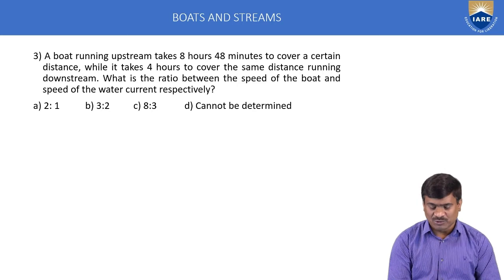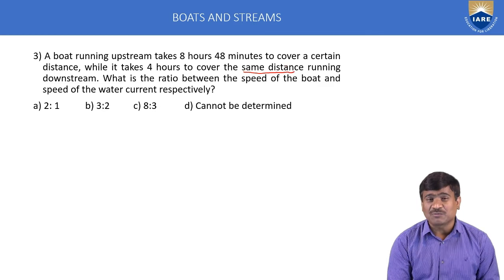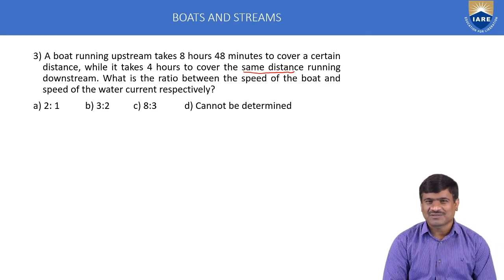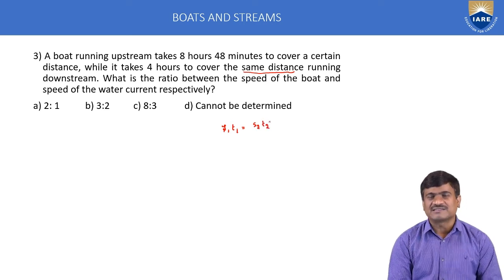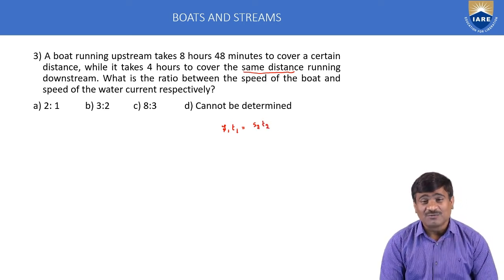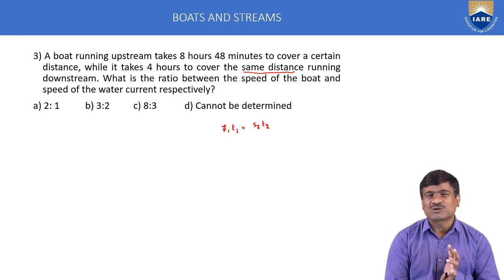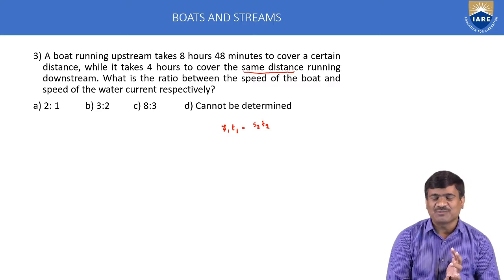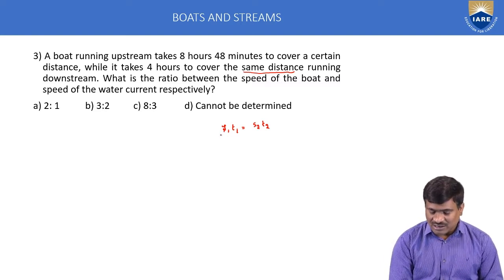Here is the clue of this problem: same distance. Underline same distance. Same distance is nothing but distance is a constant. When distance is a constant, the relation between speed and time is S1 T1 is equal to S2 T2. S1 T1 is equal to S2 T2, where S1 is the speed of downstream, T1 is the downstream time, S2 is the speed of upstream, and T2 is the upstream time.